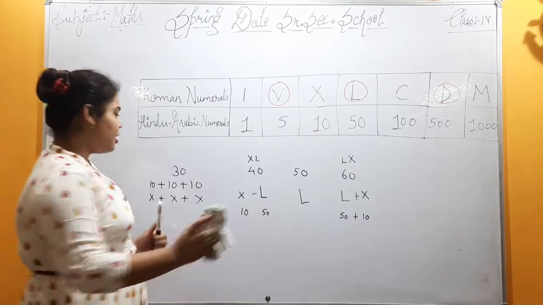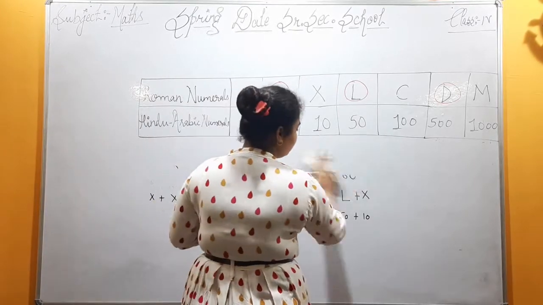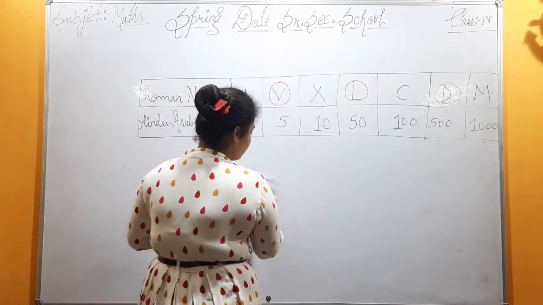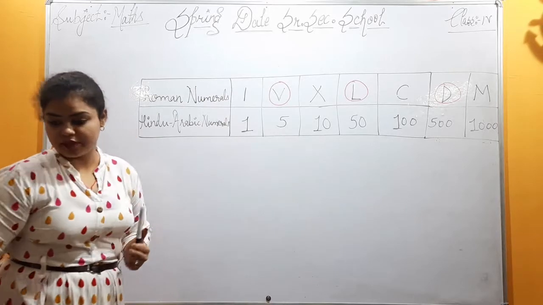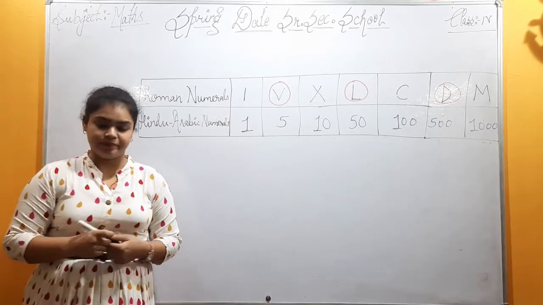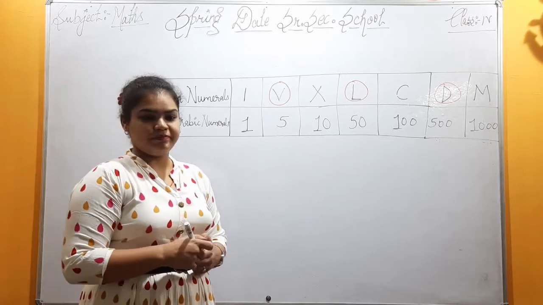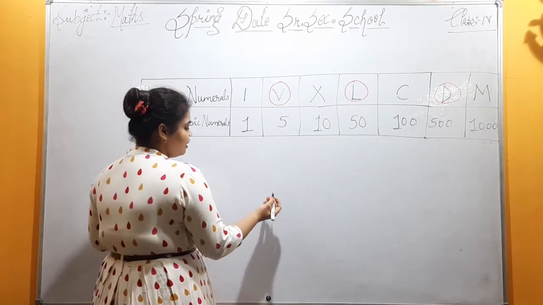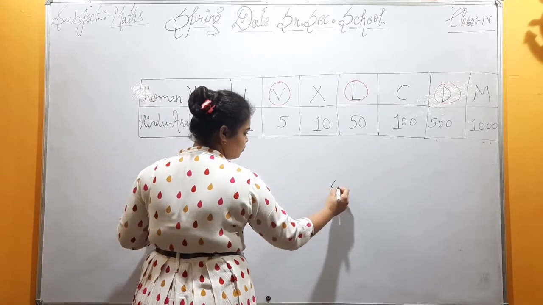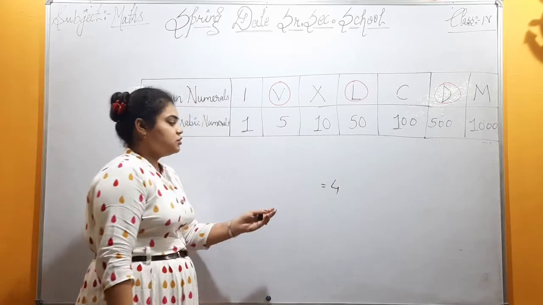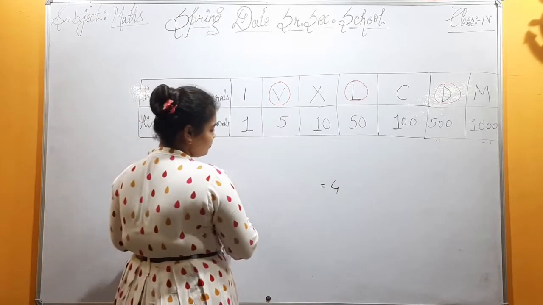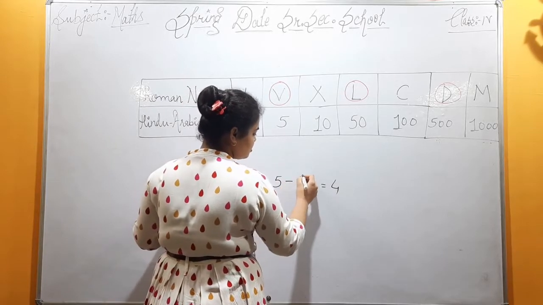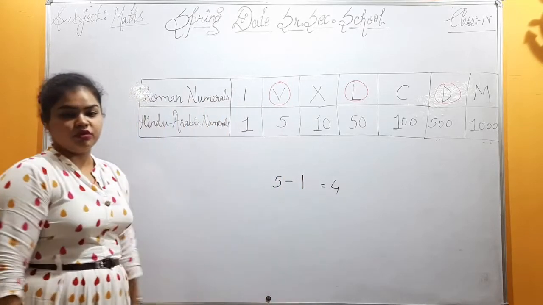Okay children, now we are going to discuss one more rule, that the symbol I is not subtracted more than one time. It is only subtracted one time. So we will take one example: how we can make 4. First we will take the number 5 minus 1, and here is 4.